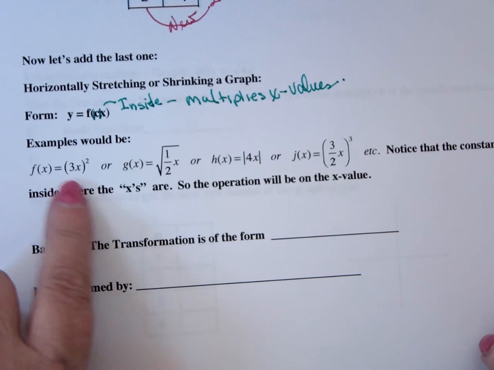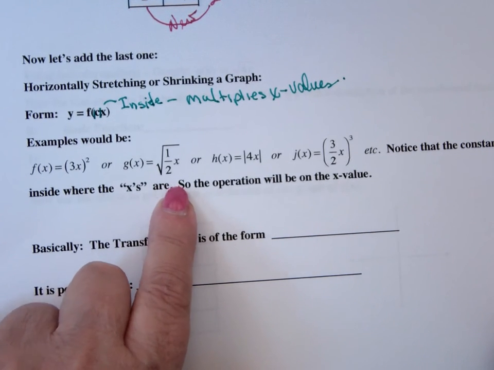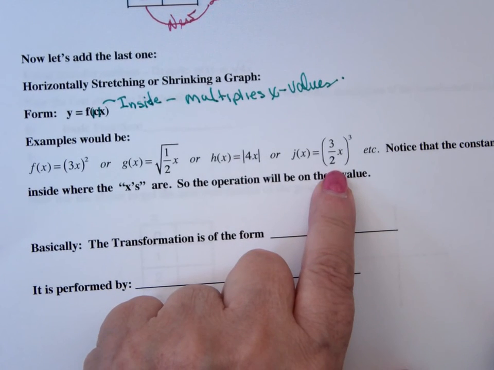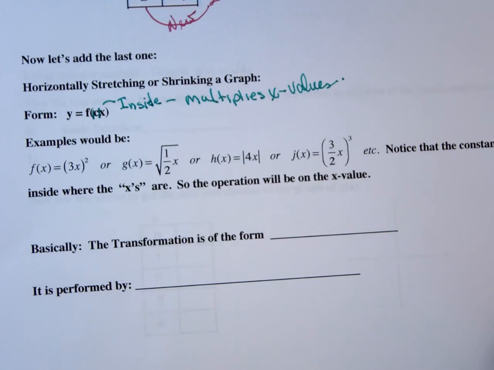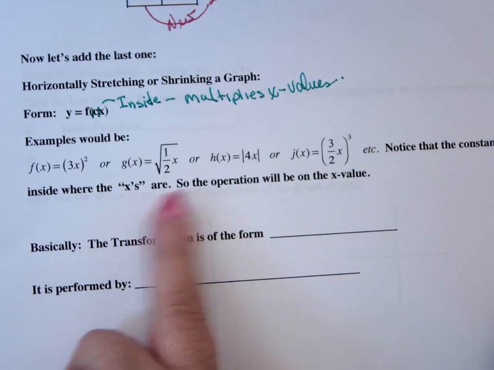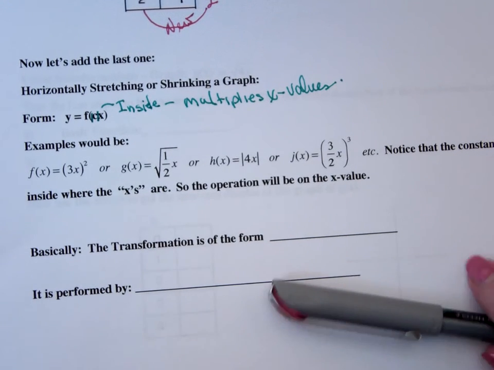So examples would be 3x, the quantity squared, the square root of 1/2 times x, the absolute value of 4x, and 3/2 x cubed. Notice that the constant is inside where the x's are, so the operation is on the x value.